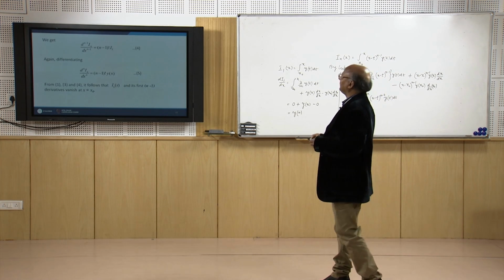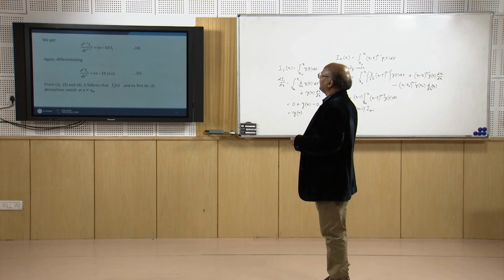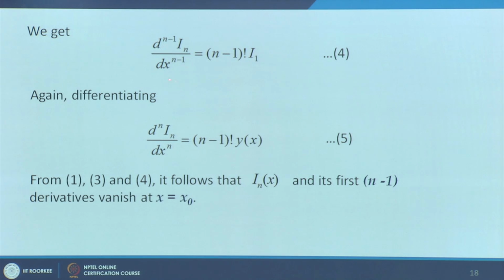So, this is what we get when we put k equal to n minus 1. Now, if you differentiate this equation again, what you get is d^n I_n over dx^n equal to (n minus 1) factorial into dI_1 over dx, and dI_1 over dx is f(x). So, we will get the nth derivative of I_n with respect to x as (n minus 1) factorial into f(x).